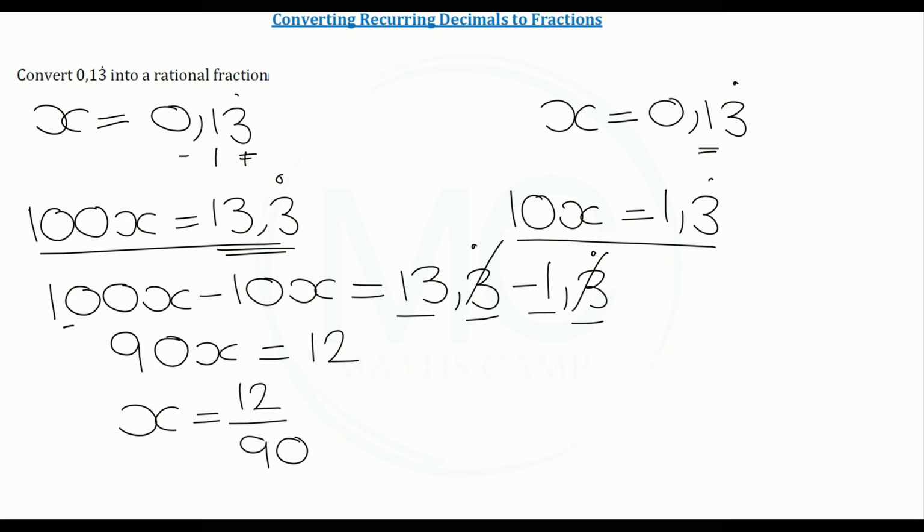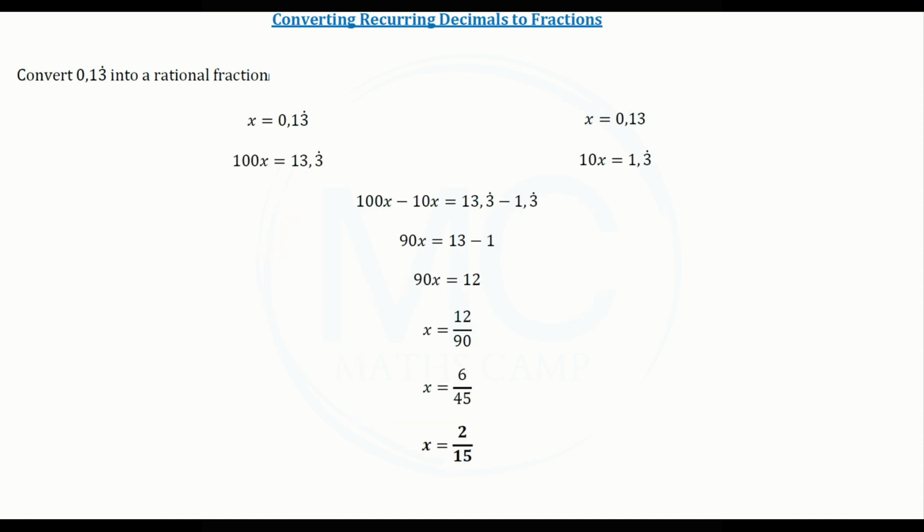Finally, we can simplify. 12 and 90 are both divisible by 6. 12 divided by 6 is 2, and 90 divided by 6 is 15. This means that 2 over 15 is the fractional form of 0.13 recurring. We will look at more examples like these in our upcoming videos.